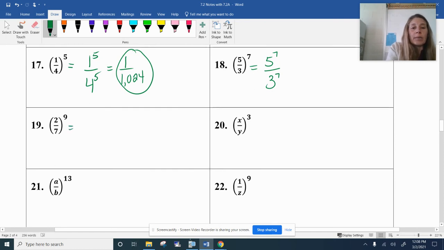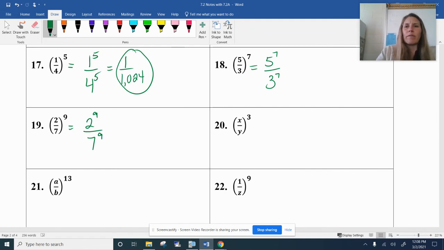Okay, 19, same idea. We have 2 to the 9th and 7 to the 9th. But 7 to the 9th is going to be a very large number, so I'm just going to leave it in exponent form.